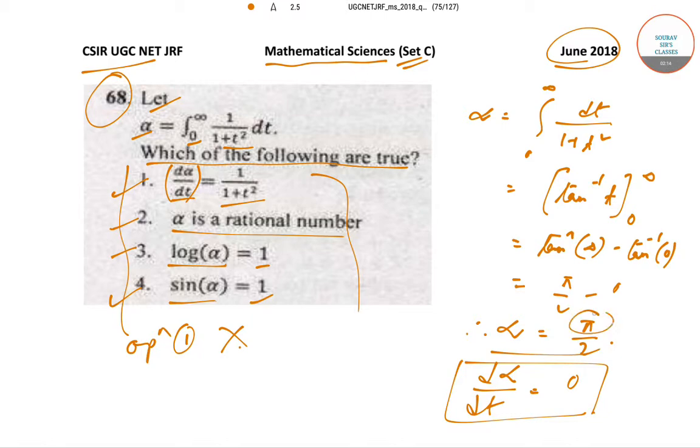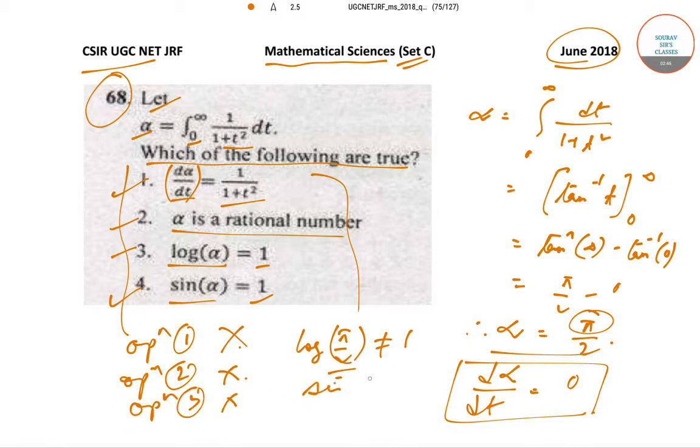Now in option 2 it has been said that alpha is a rational number. Now we know that pi is not a rational number. So if pi is not a rational number, then pi by 2, which is equal to alpha, is also not a rational number. So therefore option 2 is also false. Now log of pi by 2 is not equal to 1, since log of alpha is only equal to 1 if alpha is equal to e, and pi by 2 is not equal to e. So therefore option 3 is also false.